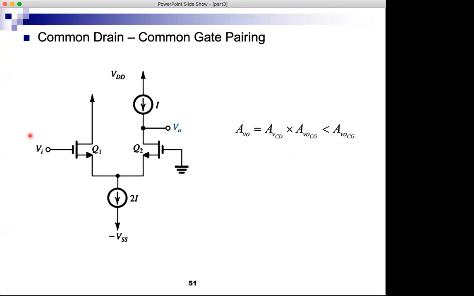What about voltage gain? I have the voltage gain of the common drain multiplied by the voltage gain of the common gate. The voltage gain of this common drain is always less than 1. And the voltage gain of this is decent. It can be large. So overall, I get a gain which is less than the gain of the common gate alone.